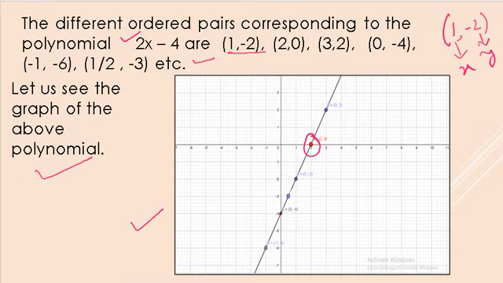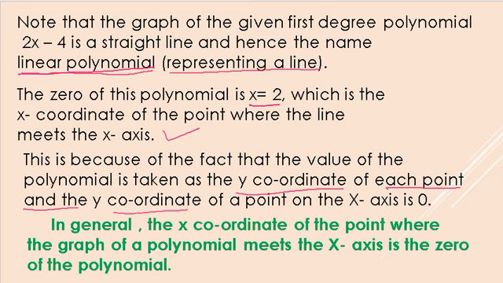So the point is here. That means it has a y coordinate, but it is on the x-axis, so y is 0 and x is 2. In general, the x coordinate of the point where the graph of a polynomial meets the x-axis is the zero of the polynomial.